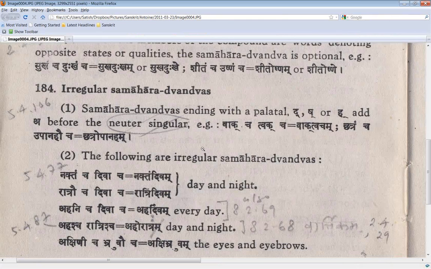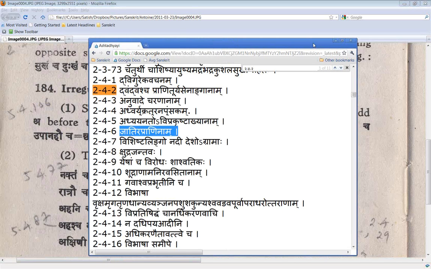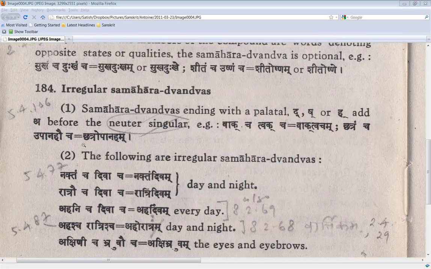chatram cha upanahau cha, chatropanaham. Now here, I believe we can use jatira praninam, because this is talking about an umbrella and slippers. So now this is a jati, and these are physical items. So here, unless I'm mistaken, by jatira praninam this has to be only samahara. So this is how we can practice now.